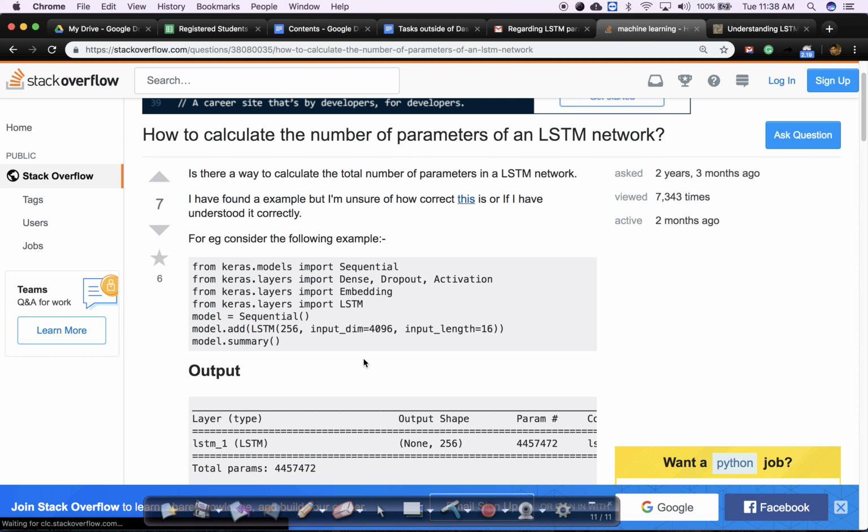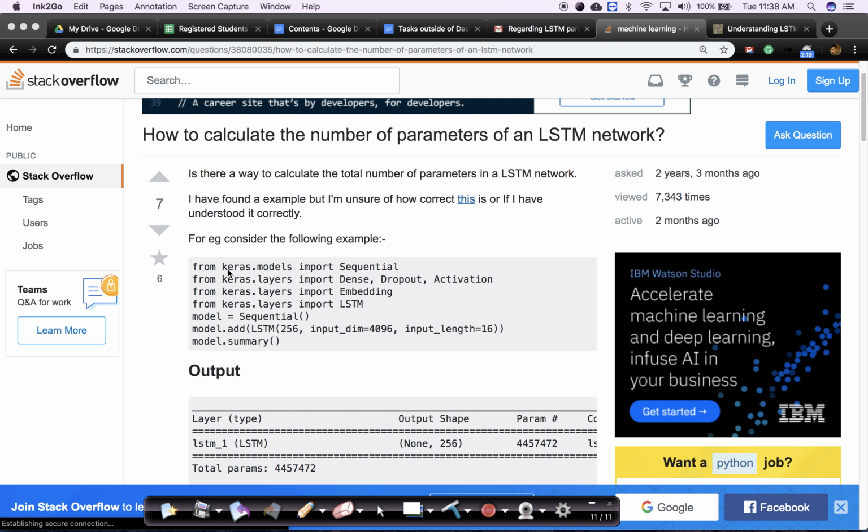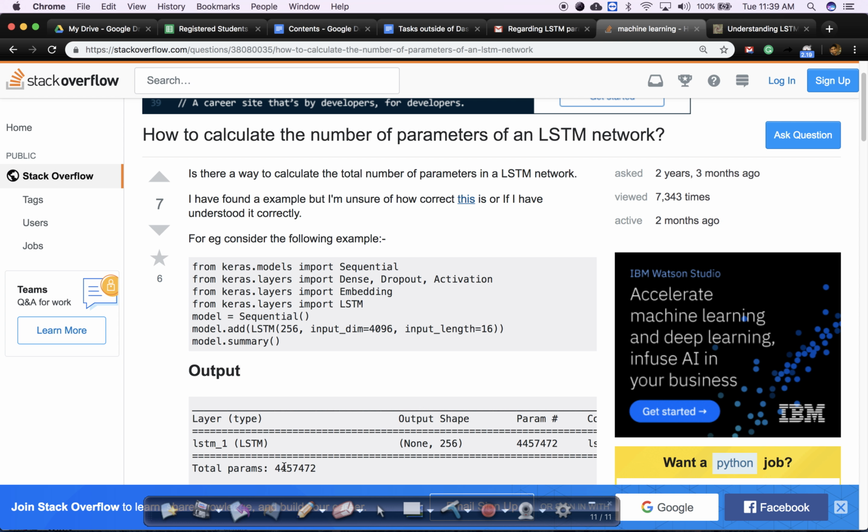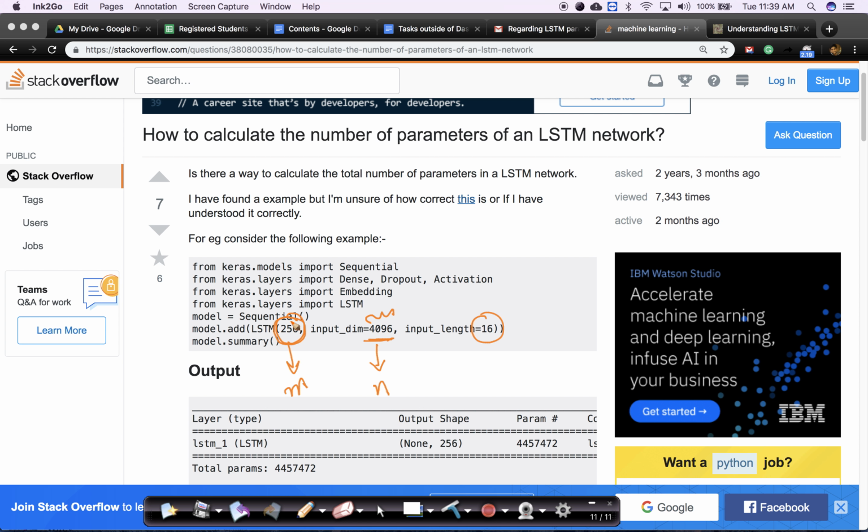Okay, let's look at this. This is a very interesting example. This is actually a question on Stack Overflow. The question asks that I've created an LSTM layer. Look at this. This is an LSTM layer with 256 units, and my input dimension is 4096, and my input length is 16. So the dimensionality of my input, this is my n. I have 256 units in my layer. This is one LSTM layer which has 256 units, so this is my m. The dimensionality of my input vector is n.